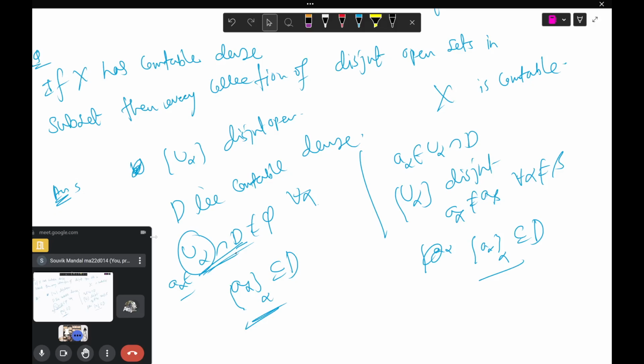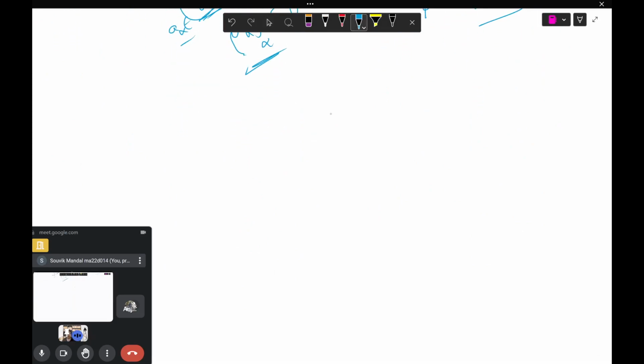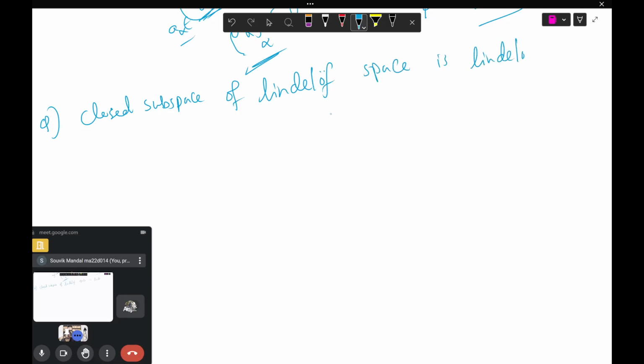Okay, so we have done one counterexample showing that a subspace of a Lindelof space may not be Lindelof. Now, it is true if we impose a condition. Show that a closed subspace of a Lindelof space is Lindelof. This is the thing you need to check. Try to do it. It can be done by using the definition. Okay, let's solve.